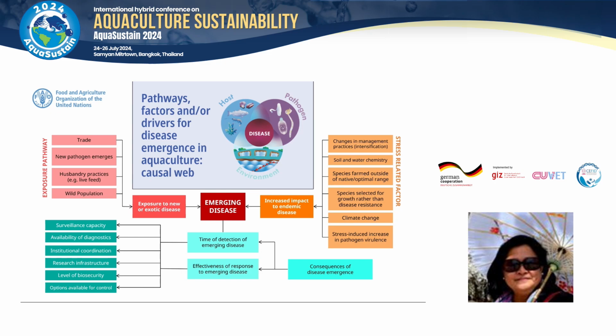The consequences of an emerging disease are dependent on the time of detection and the effectiveness of response to the disease, which rely on sufficient capacities in surveillance, diagnostics, institutional coordination, research, infrastructure, biosecurity, and disease control measures.